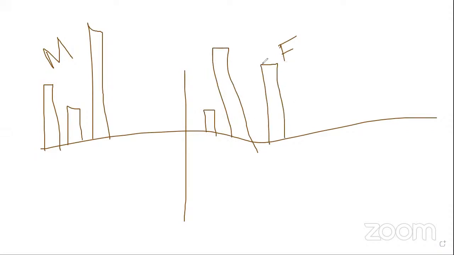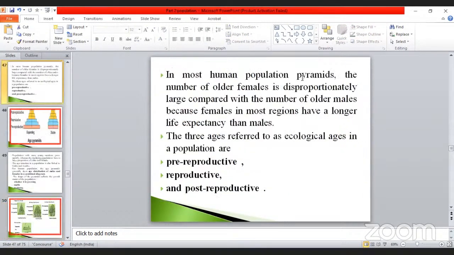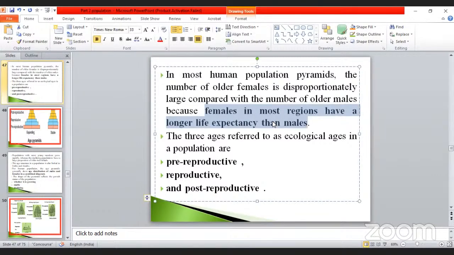At the same time, you have to group each group also. You have to divide into male and female. Okay, this is the way. A human population pyramid does display the age composition of the population by sexes. So male and female is also important. Each one has an age group. In most human population pyramids, the number of older females is disproportionately large compared with the number of older males, because females in most regions have a longer life expectancy than males. Normally, in all the age groups, females have a high value.